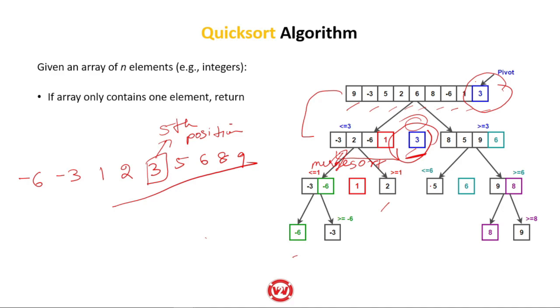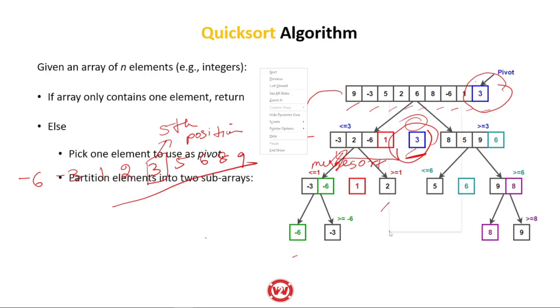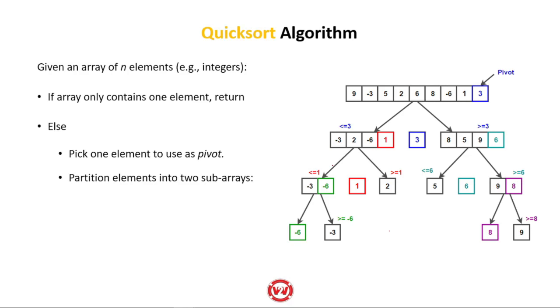So let's go ahead. If an array only contains one element, return, because if it's a single element, it is definitely sorted. Else, pick one element to use as pivot. Partition the elements into 2 sub-arrays. I'll just remove the annotations. So you pick one element to use as a pivot. Now there is no rule as to which element has to be the pivot. It can be any element from the given array.